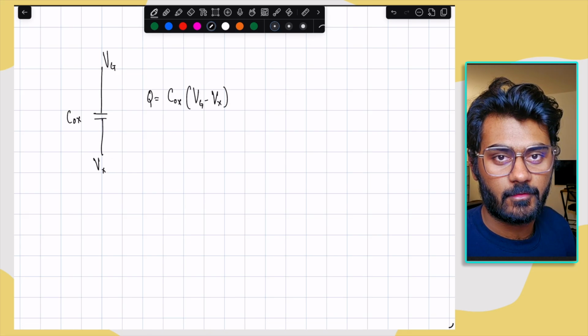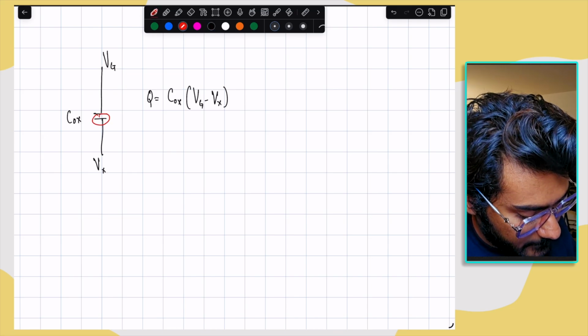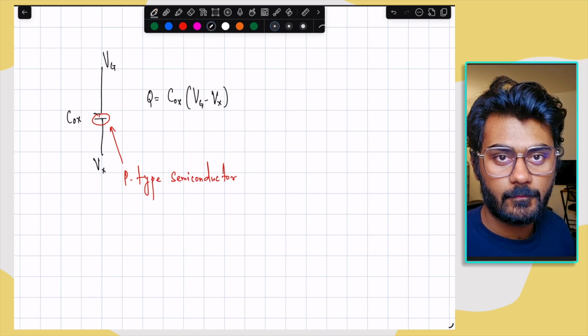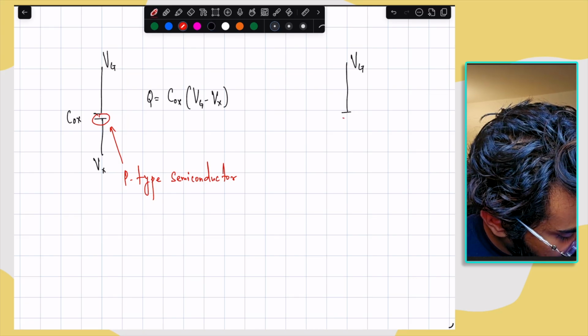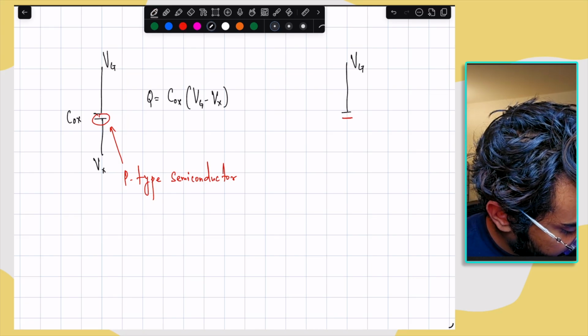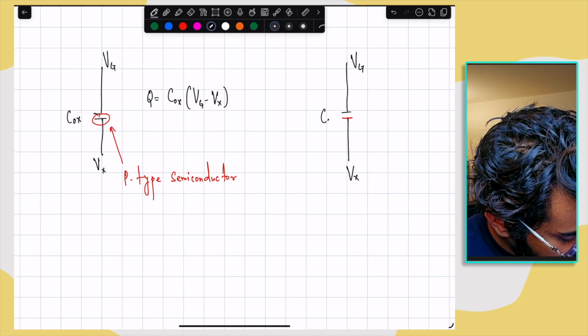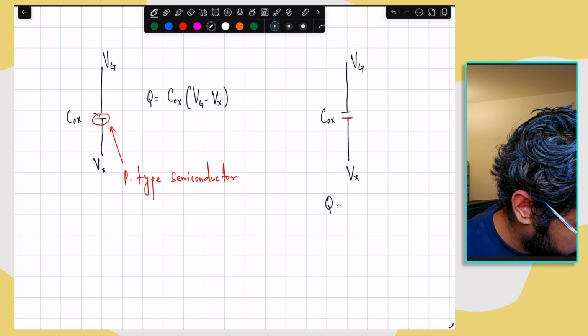Now let's say we replace one of the plates with a semiconductor. Let's say we replace the bottom plate with a p-type semiconductor. So what I mean is, the top plate is a metal and the bottom plate is a p-type semiconductor. Suppose the capacitance is Cox. Now we have to find what is the charge stored in this capacitor.